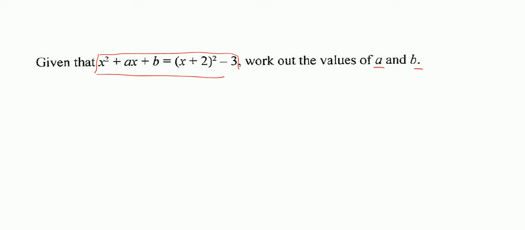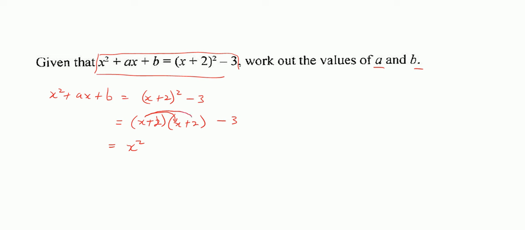So what we need to do, we have x squared plus ax plus b. And on the right hand side, we have x plus 2 squared minus 3. Right, so in order to square this, x plus 2 squared is the same as saying x plus 2 multiplied by x plus 2 minus 3. Alright, if we have two brackets to multiply, we take the first term in the first bracket and we multiply by the first term in the second bracket. So we end up with x squared.